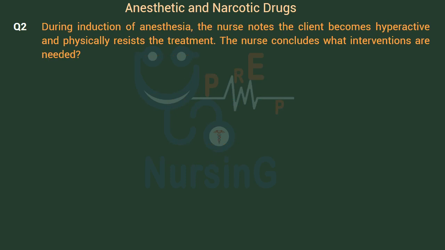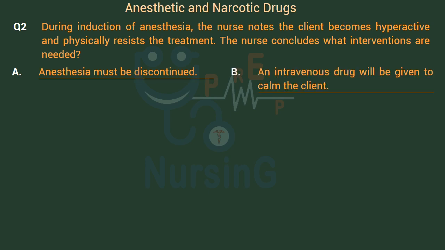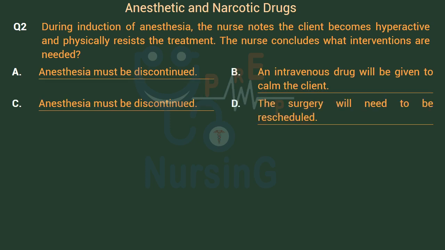During induction of anesthesia, the nurse notes the client becomes hyperactive and physically resists the treatment. The nurse concludes what interventions are needed. Option A. Anesthesia must be discontinued. Option B. An intravenous drug will be given to calm the client. Option C. Anesthesia must be discontinued. Option D. The surgery will need to be rescheduled.